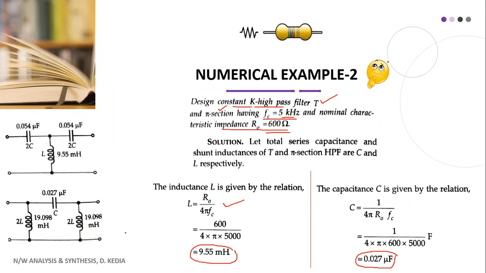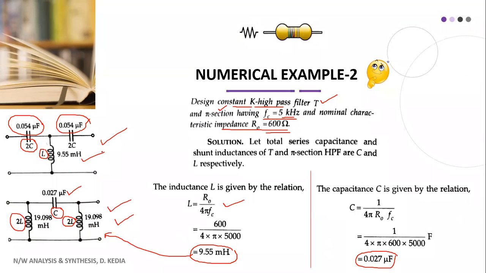Now again, let us take the pi section first. For the pi section, what did we have? We had C, so the same value will come here. For the pi section we had 2L here, so 2 times this, which is around 19 millihenry that we have got. This is your pi section. Now you see, for the T section we have 2C. For 2C, this value of capacitor will be made twice, and then the value is written as 0.054 microfarad. And here we have L only, so this will not be made twice. This L will come directly here.